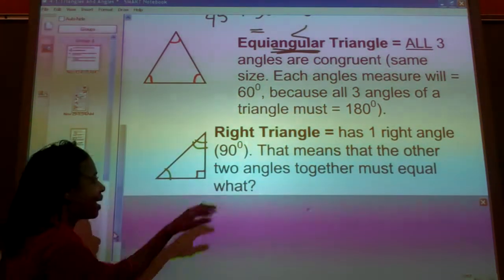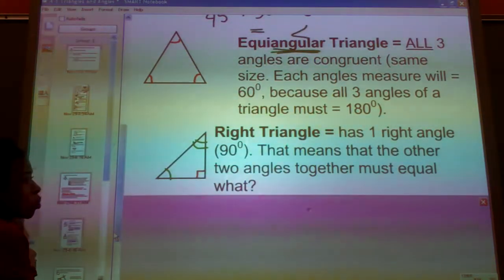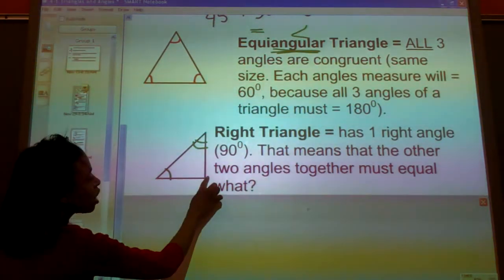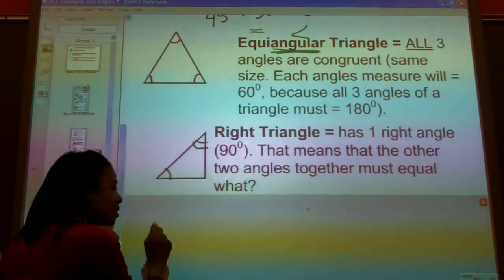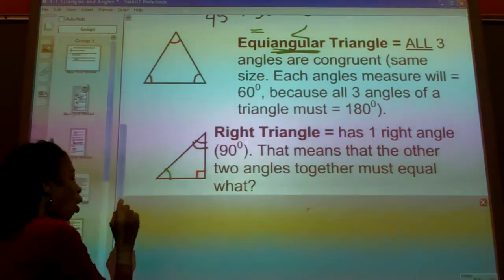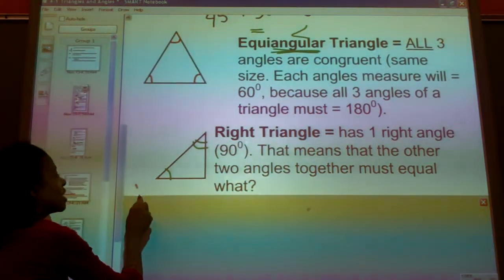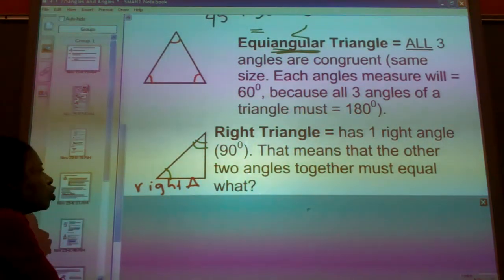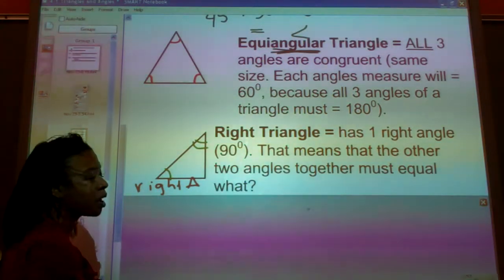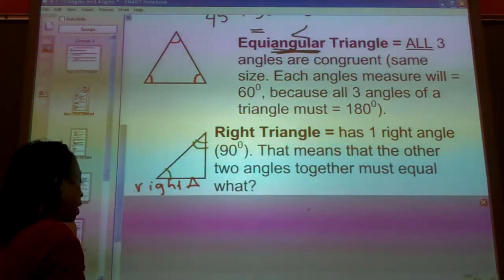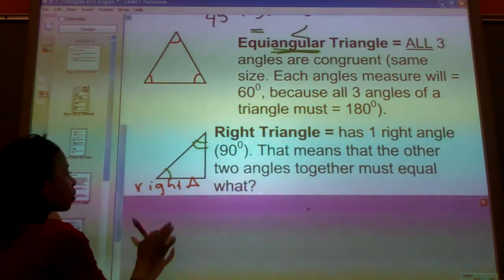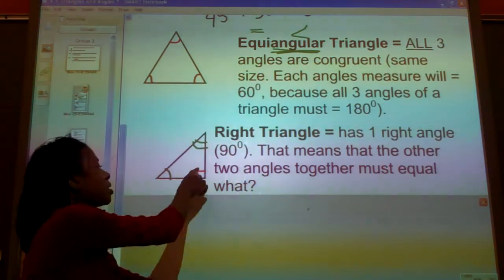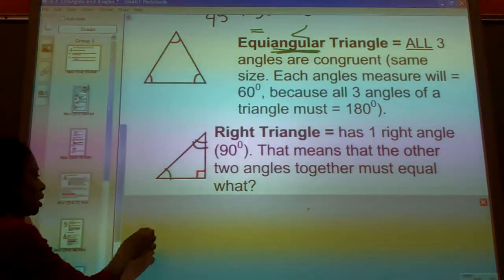So it's a right triangle if one of the angles is right. Please do not tell me that this is a right triangle because it looks like it's right. If it's not marked like this, or if the problem does not say in writing that this is a right triangle, and that's the symbol we use for triangle, you cannot tell me it's a right triangle because it looks like one. It must either be written like this, or marked like that. Otherwise, do not tell me it's a right triangle because it looks like it is.